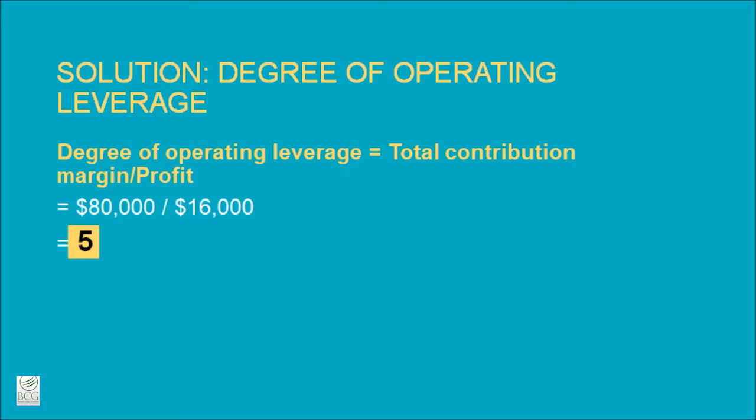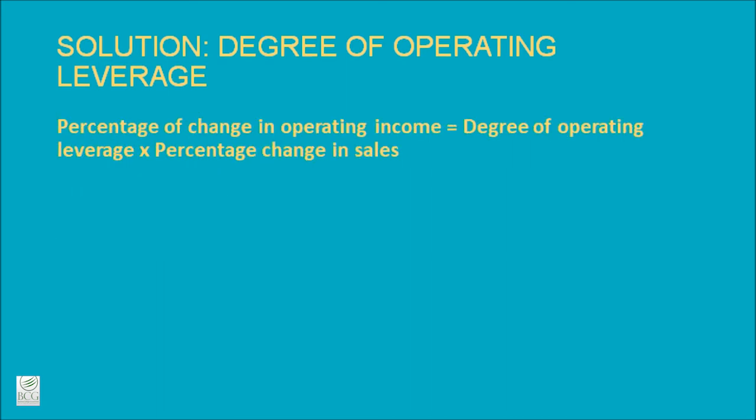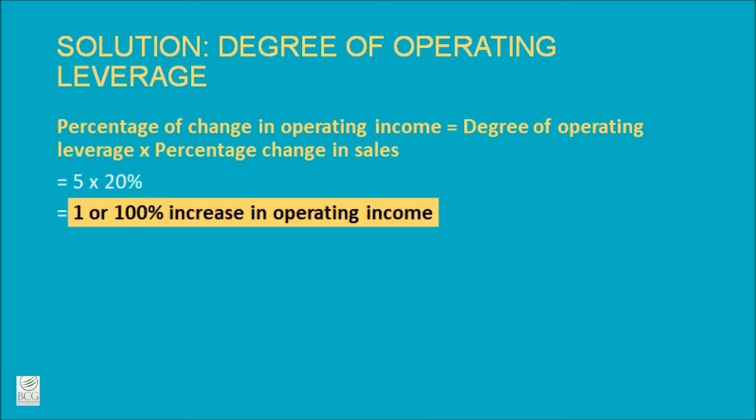With that we can already calculate the percentage change in operating income. In the problem, the sales were expected to increase by 20%. So what is the percentage change in operating income? It is the degree of operating leverage times the percentage change in sales. So 5 times 20% is equal to 1, or a 100% increase in operating income.